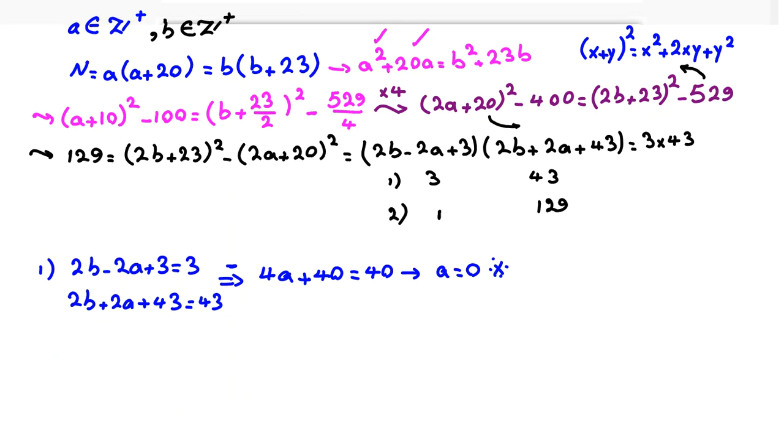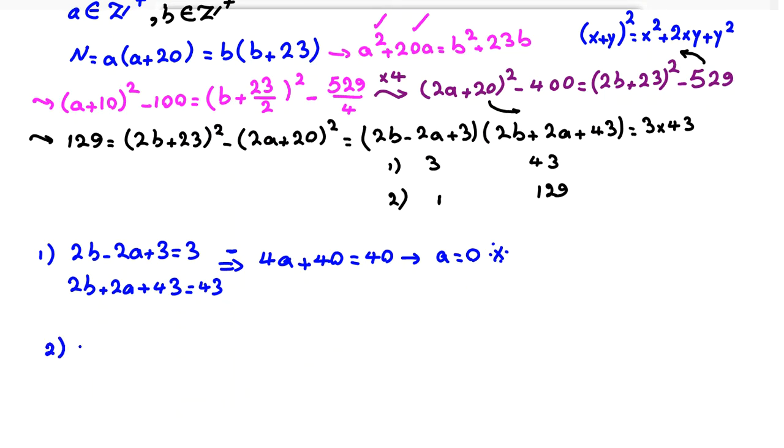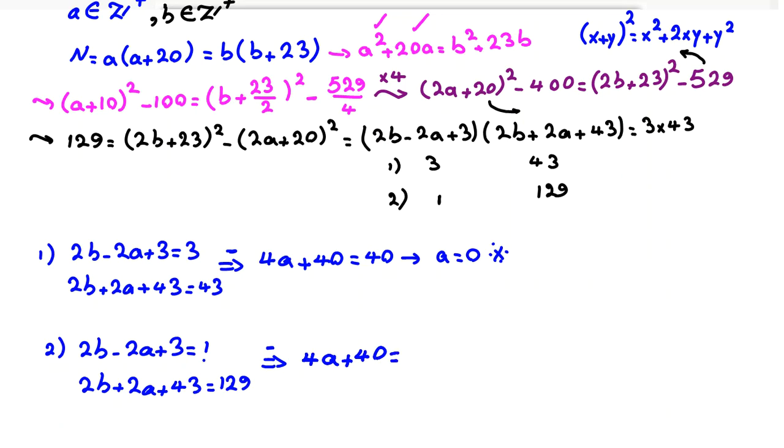Now let's check the second case. 2b minus 2a plus 3 is 1. 2b plus 2a plus 43 is 129. Now if I subtract the second one minus the first one, then 4a plus 40 is equal to 129 minus 1, 128. So 4a is equal to 128 minus 40, 88. So a is what? a is 22.